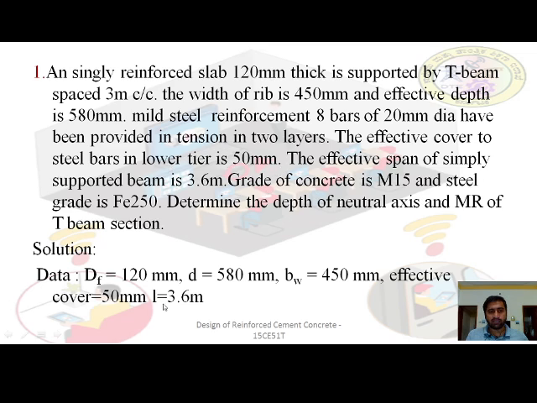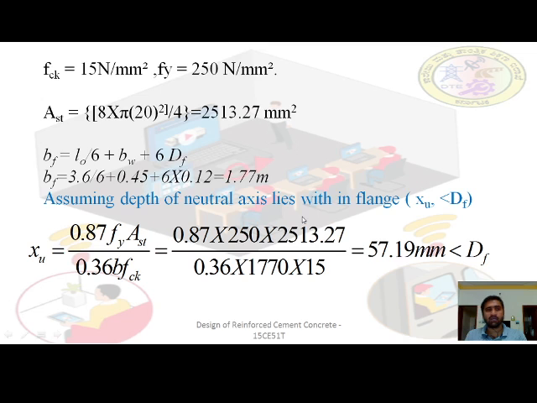The effective span, that is the small L, of the simply supported beam, this L is equal to L0, so it is 3.6 meter. So all those things we have taken down. So we have to calculate the depth of the neutral axis and moment of resistance MR.